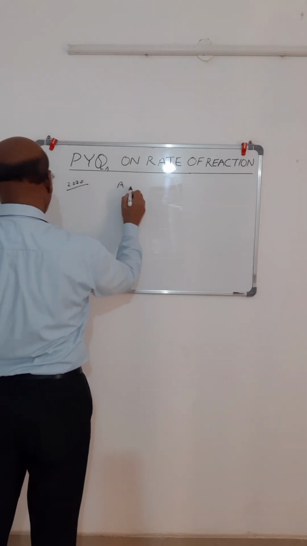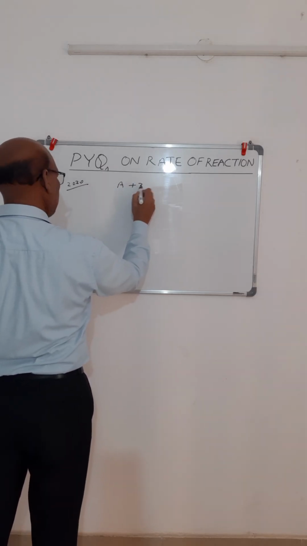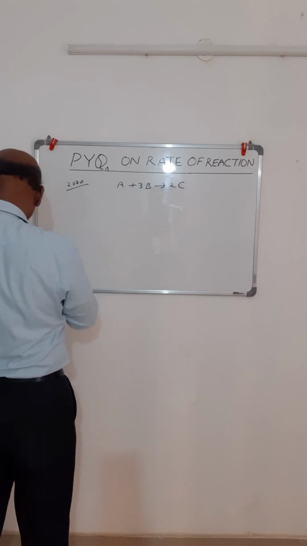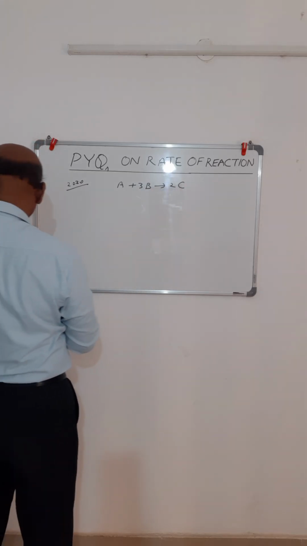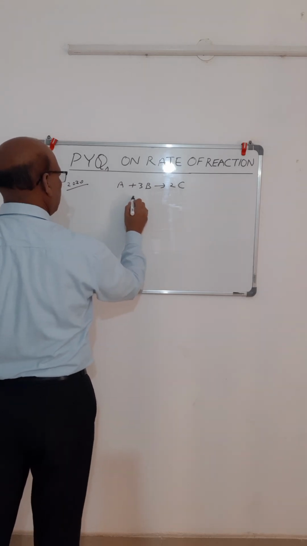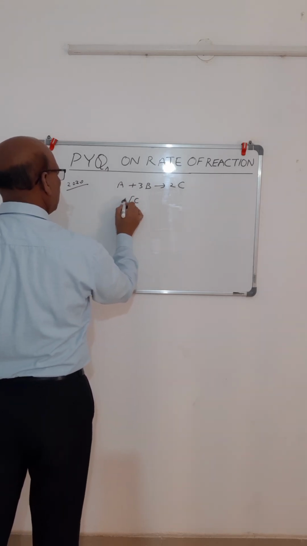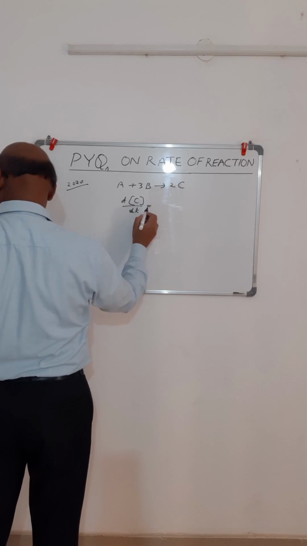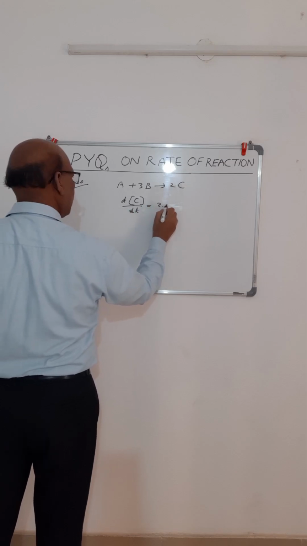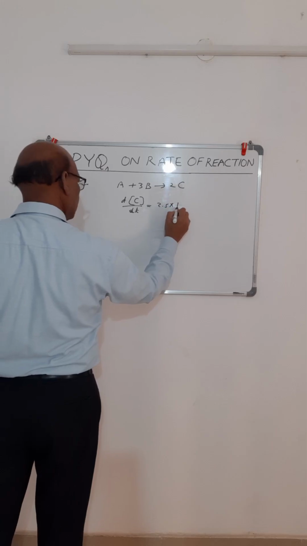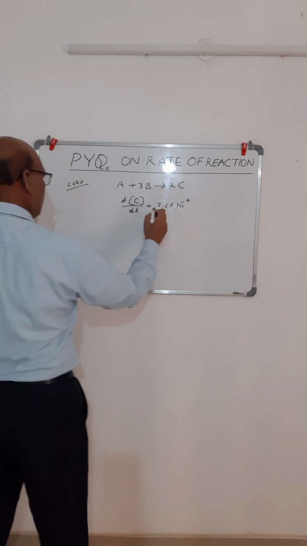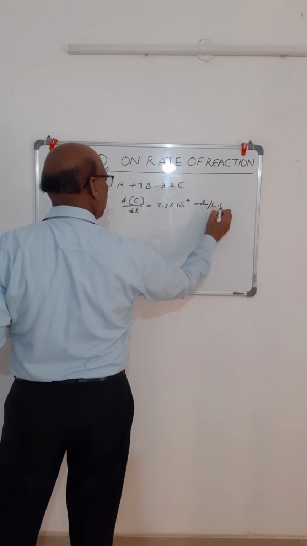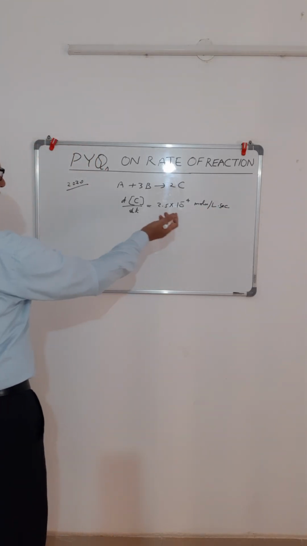A reaction is given to us, A plus 3B gives 2C, and the rate of formation of C, that is nothing but dC by dt, is given to us as 2.5 into 10 to the power minus 4. What will be the unit? Rate will be moles per liter per second. That is the unit of rate.